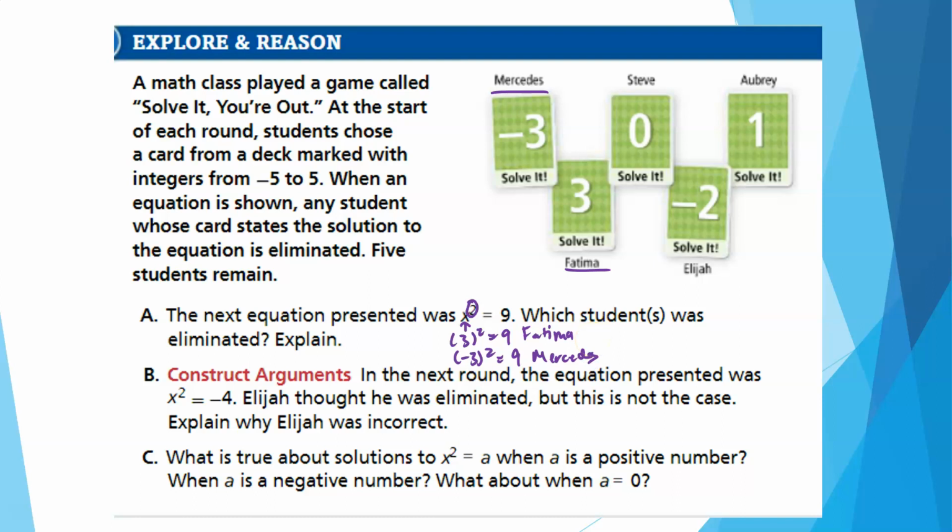Now, having said that, in the next round, the equation presented was x squared equals -4. Elijah thought he was eliminated, but that is not the case. Take a look at what Elijah has and explain why he was incorrect. Think about that for a second.